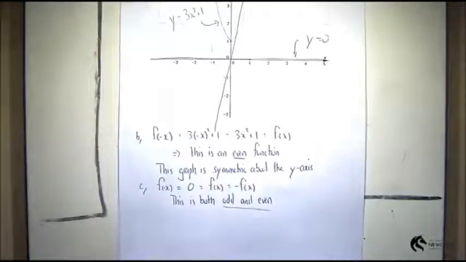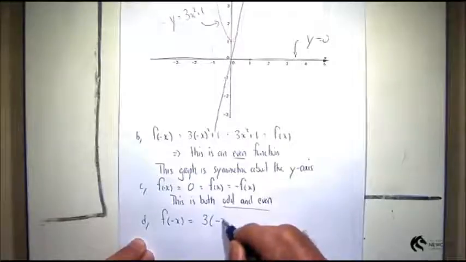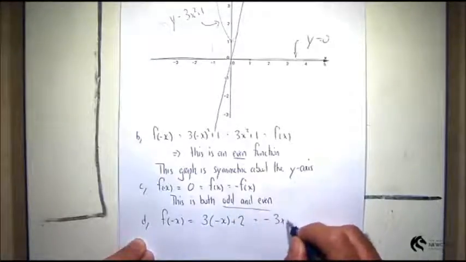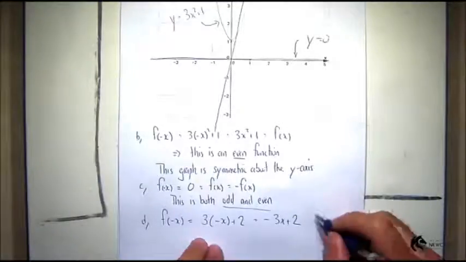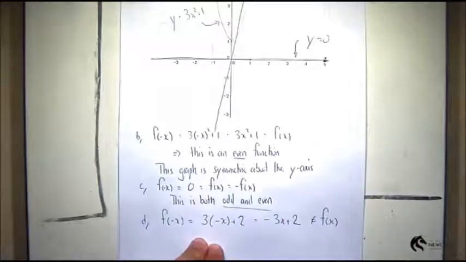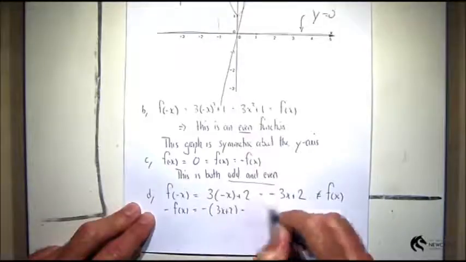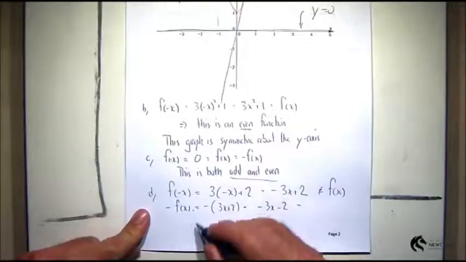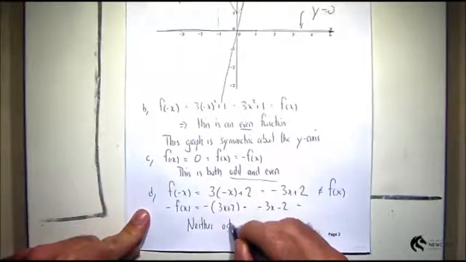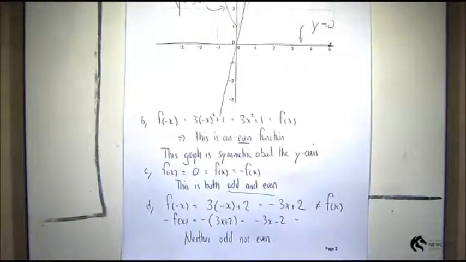The last one there is 3x plus 2, d. Let's have a look at function minus x. It's 3 times minus x plus 2, so I get minus 3x plus 2. That's not function x, so it's not equal to function x, so it's not even. Minus function x is minus 3x plus 2, and that's minus 3x minus 2. So it's not equal to function minus x either. So this function is neither odd nor even. And so actually being odd or even is in fact rather a special case, really. Most functions are in this category, neither odd nor even.